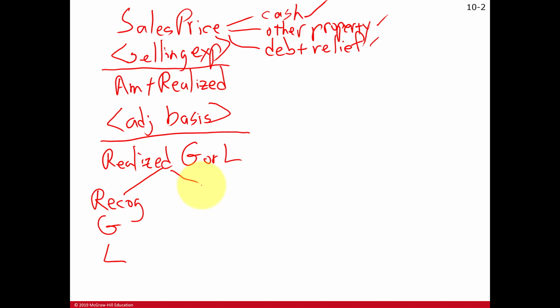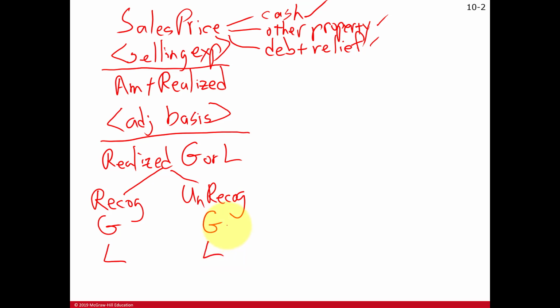Another category is unrecognized gain. So the typical situation here is if you sell your personal residence and you qualify for that $250,000 or $500,000 exclusion, that gain is tax free. Or if you sell your home at a loss, your personal residence sold at a loss, that loss is non-deductible or unrecognized.